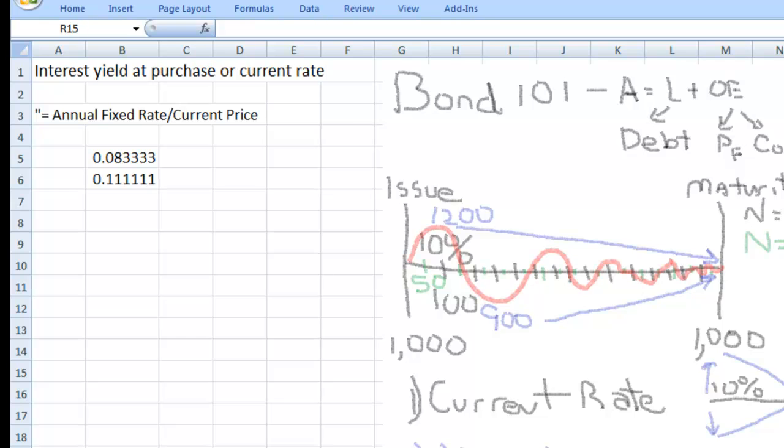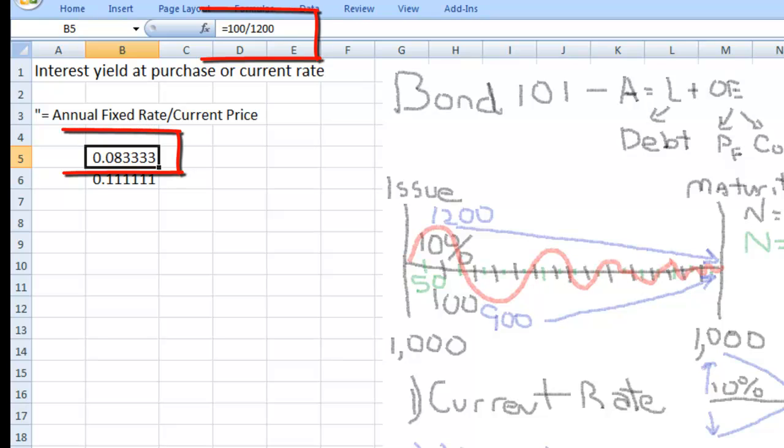Now let's go ahead and calculate the current rates for both of these securities, the one that's here at the premium and the one that's here that's the discount. The calculation is quite simple. It's nothing more than the annual payment divided by the current price. So I've already calculated it for us on this one here.